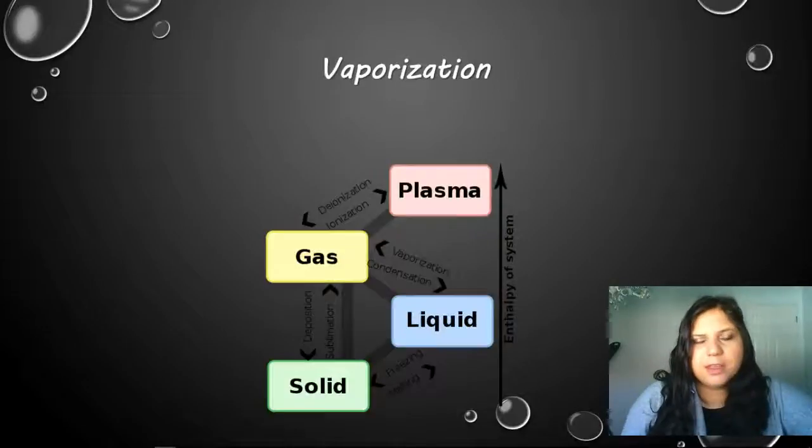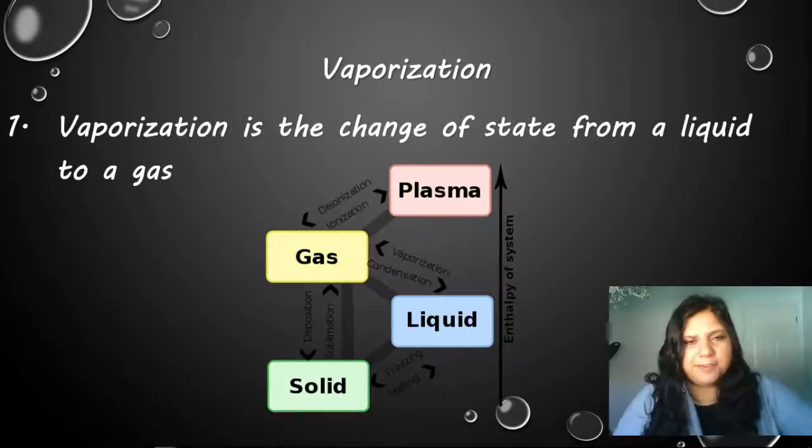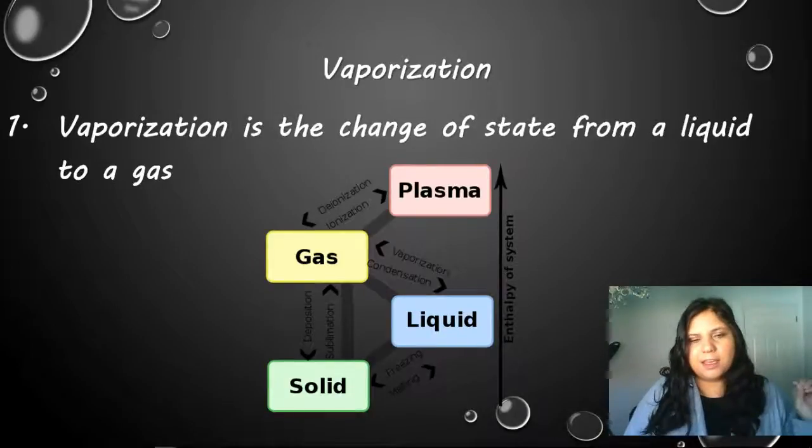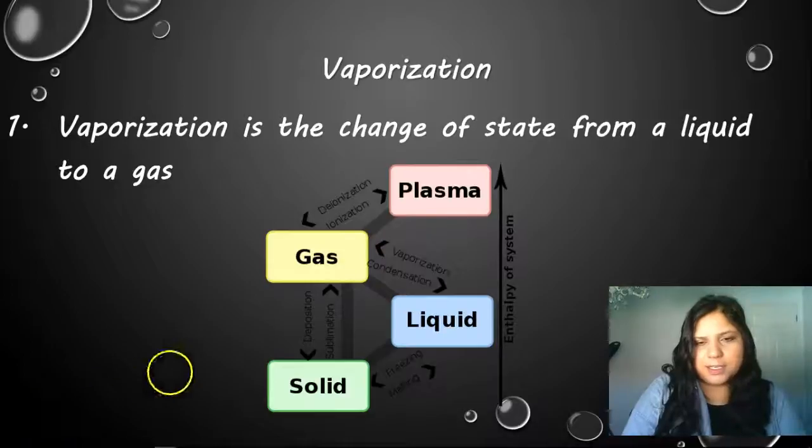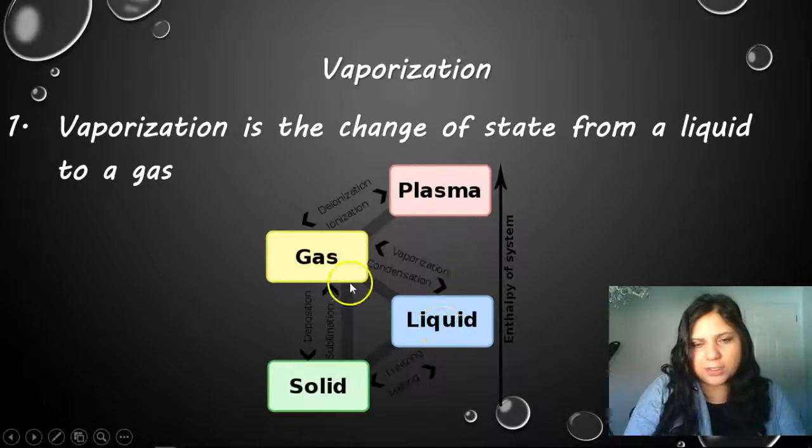Today we're going to talk about evaporation, vapor pressure, and boiling, and what's the difference between them. First of all, we need to talk about vaporization. Vaporization is just that phase change from a liquid to a gas. So it's right here. In order to change liquid to gas, we do have to add energy, and it will vaporize.